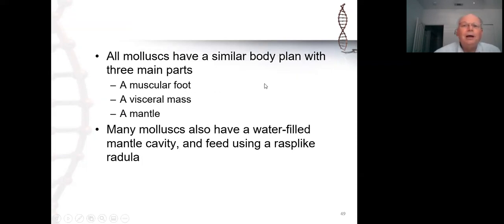The major parts of a mollusk body plan are the foot, the visceral mass, which contains most of the body organs, and then the mantle that surrounds the visceral mass, secretes the shell, and in the case of terrestrial mollusks, provides a modified gill apparatus for gas exchange.